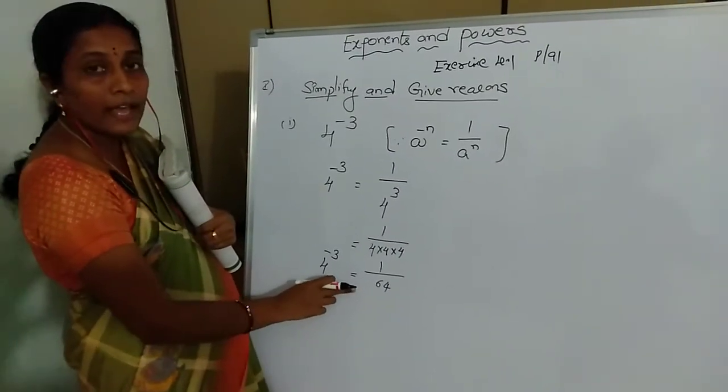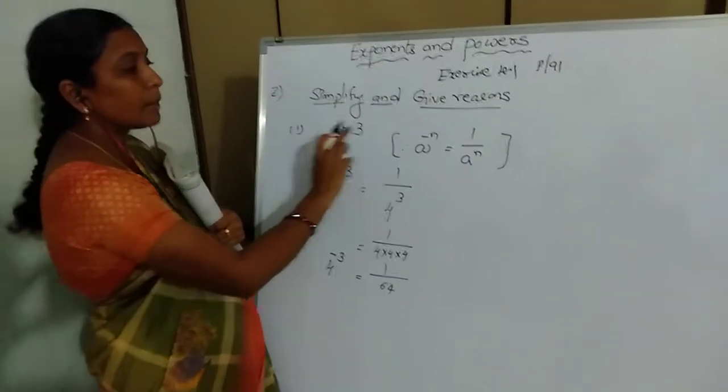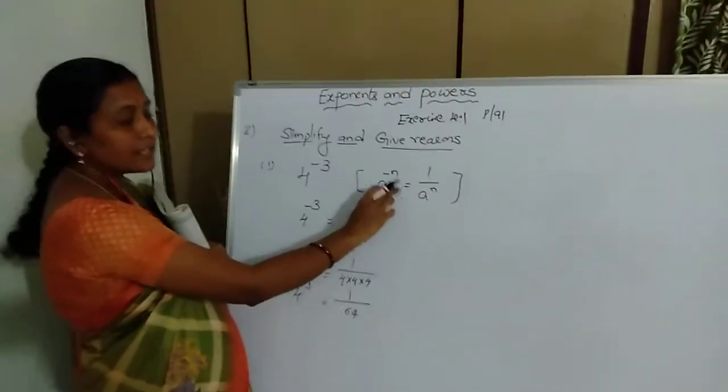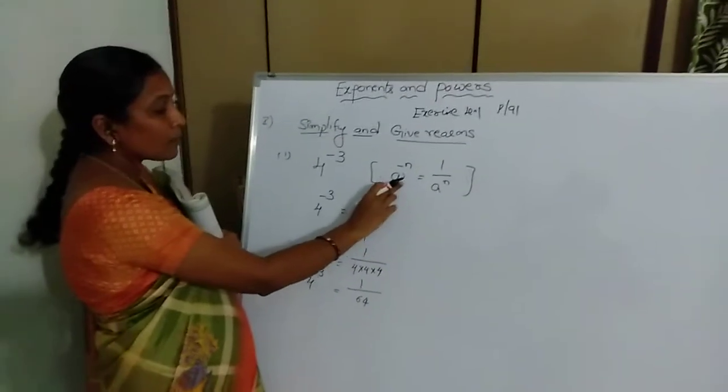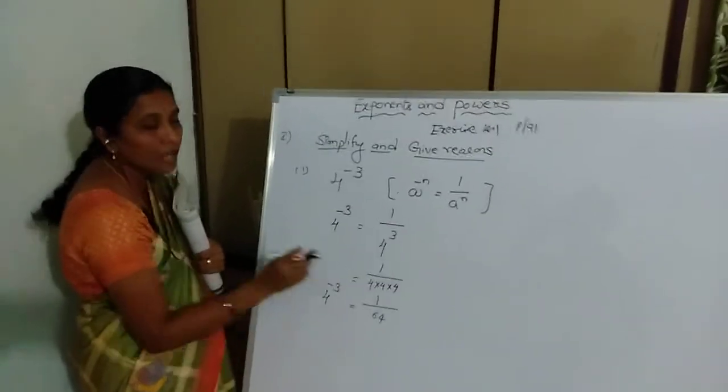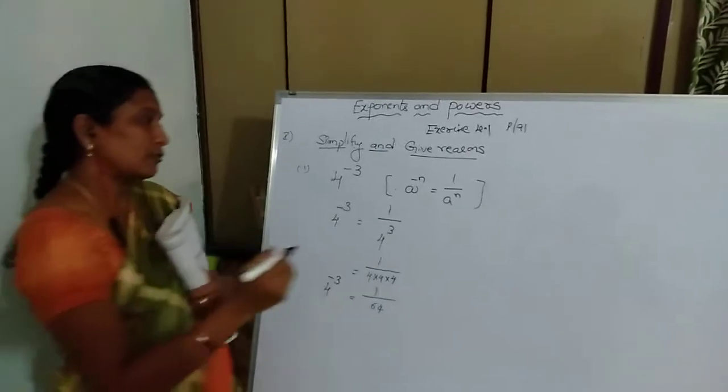So how can we get the answer? We can simplify this question by using a to the power minus n is equal to 1 by a to the power n. So we have to use this formula and simplify this question. We get the answer 1 by 64.